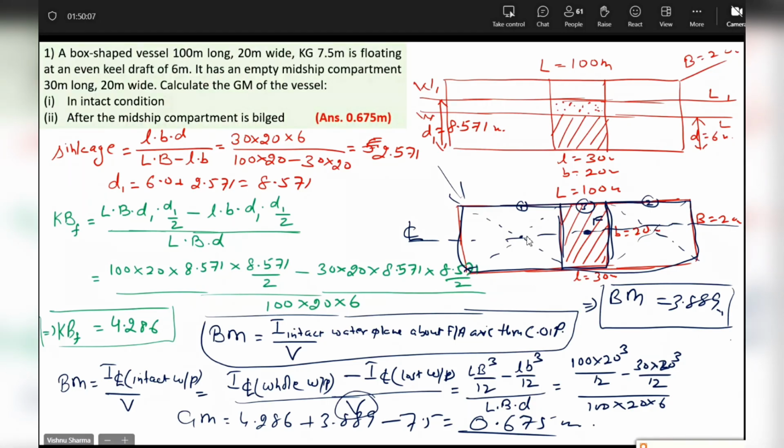You can just put a line and say that as the water plane area in the bilged condition from keel to W1L1 is same, KB shall be D1 by 2, and you can just get the answer straight away. Is that okay, beta?